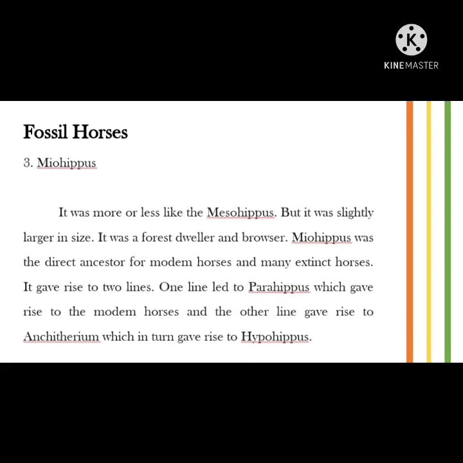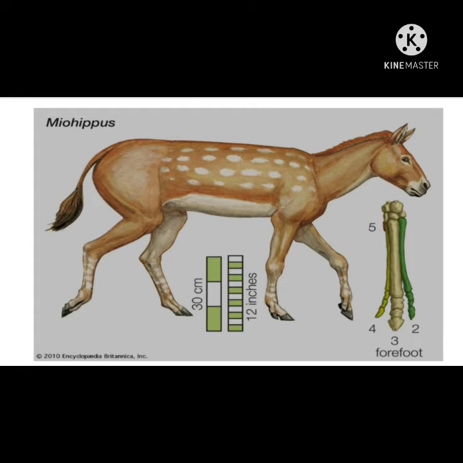Then the Miohippus, which is more or less like Mesohippus, but it was slightly larger in size. Miohippus was the direct ancestor for modern horses, which gave rise to 2 lines. One line led to Parahippus, which gave rise to the modern horse, and the other one gave rise to Anchitherium, which in turn gave rise to Hypohippus.